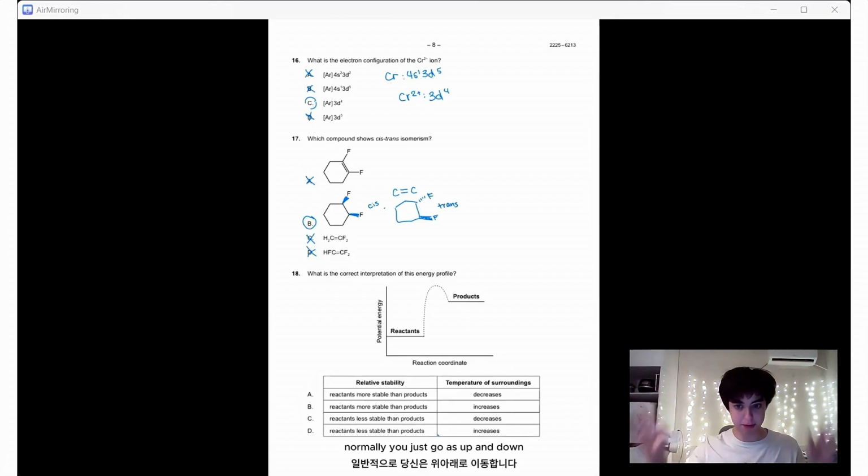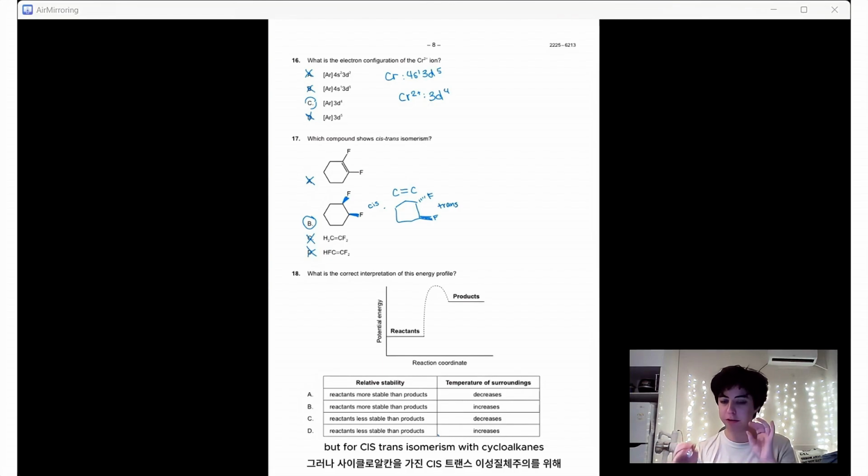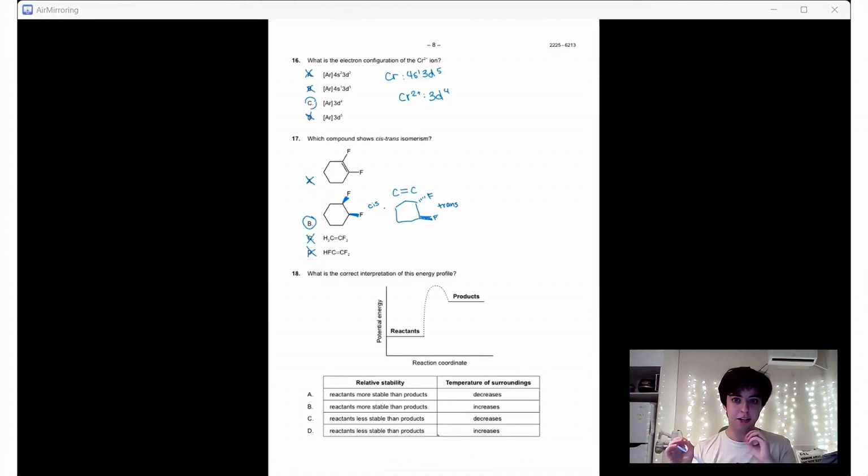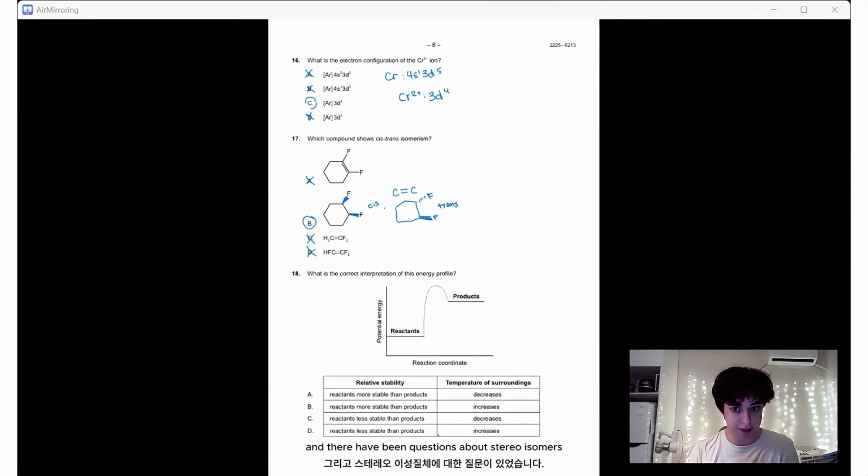Normally you just go up and down, and wedges and dashes are only used for chirality or that kind of 3D notation. But for cis-trans isomerism with cycloalkanes, you do use wedges and dashes to denote that. I think this is important to point out because if there are ever questions about stereoisomers that have to do with cis-trans isomerism with cycloalkanes, that is how you would denote that. So, just a note before we move on.